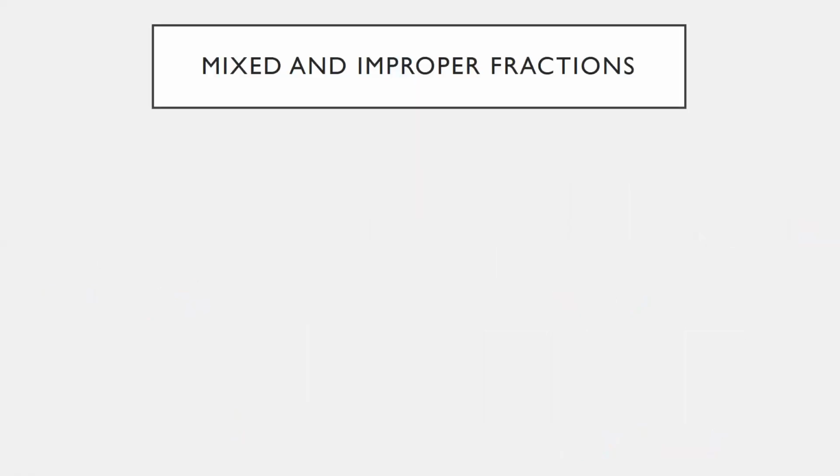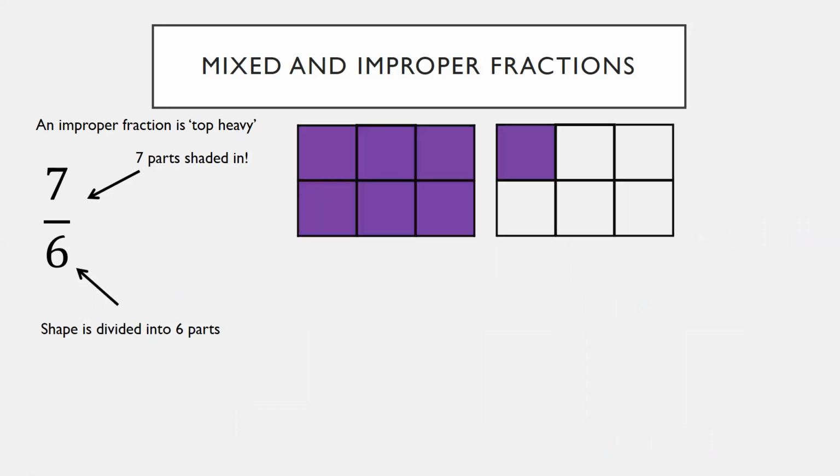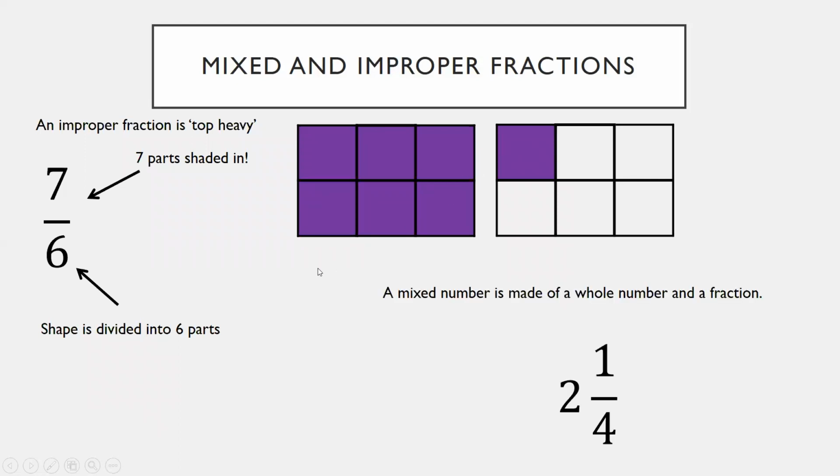Okay, we've got some mixed and improper fractions. So an improper fraction is top heavy. It means the top number is bigger than the bottom number. So the bit at the top is telling us how many parts are shaded in, and the bottom tells us what the shape is divided up into. So we have our shapes here, they're split up into 6 parts, and there are 7 pieces that are shaded in total.